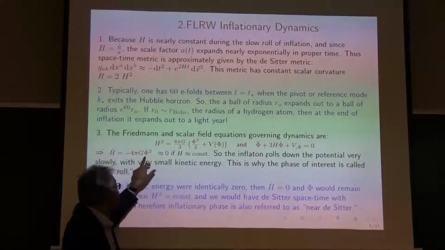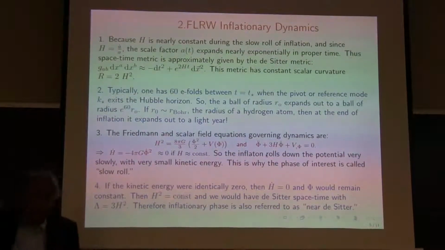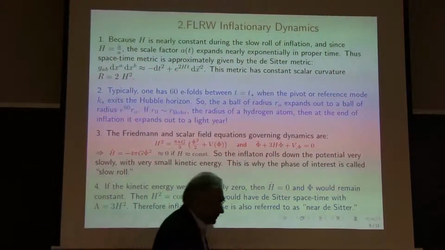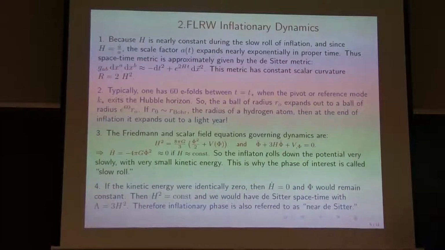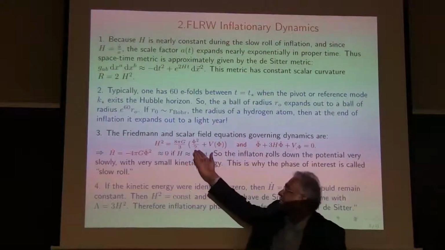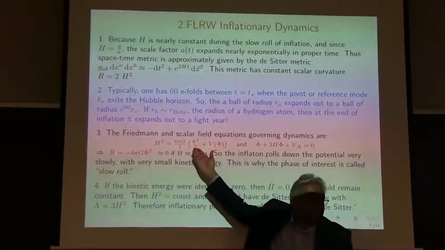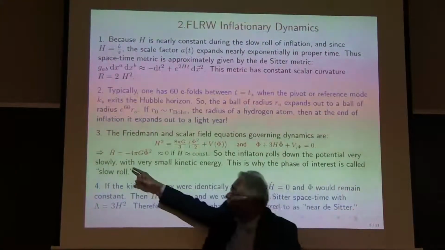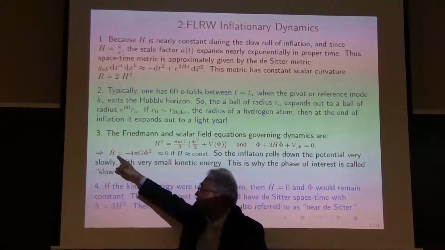But the point is that phi dot is not exactly 0. It is small. Basically, the kinetic energy is about 10 to the minus 10 times the potential energy, so it's very small, but it's not 0. Therefore, it's not true that h dot is equal to 0.